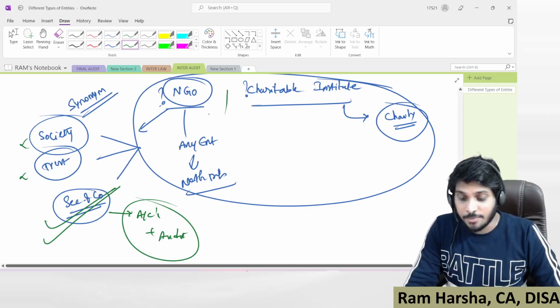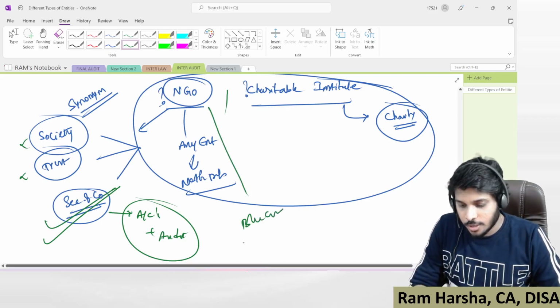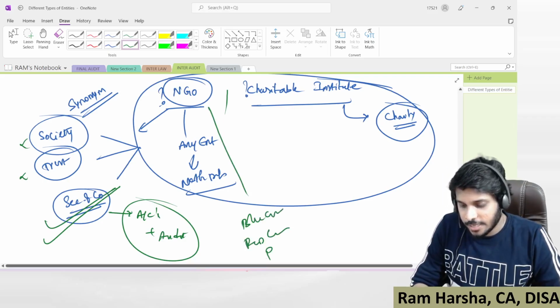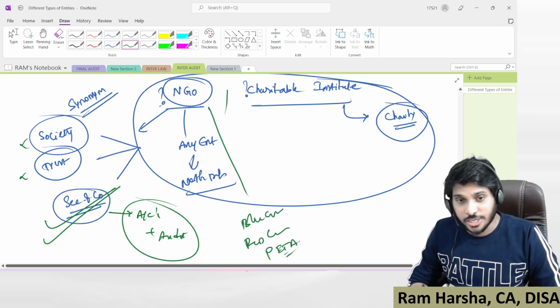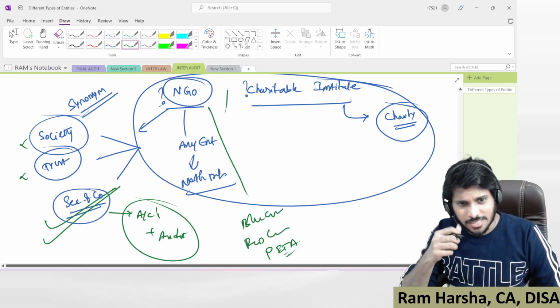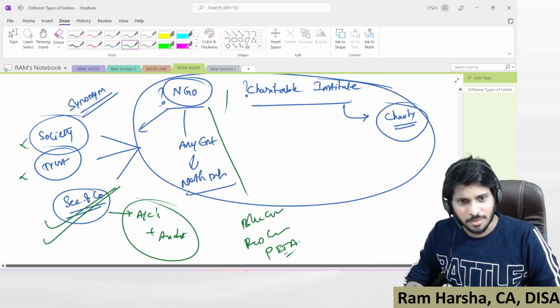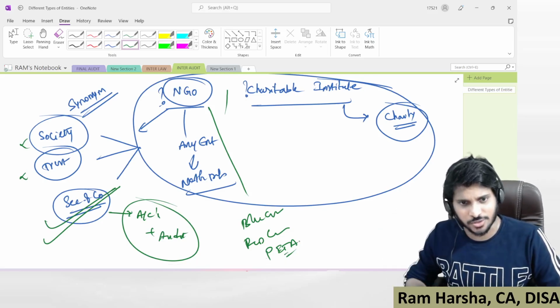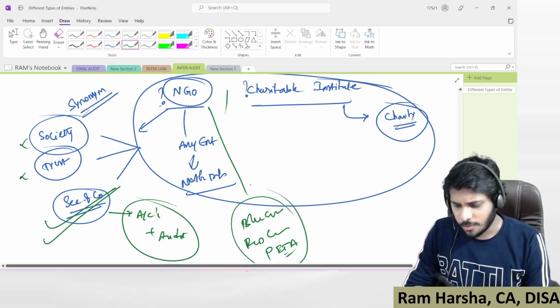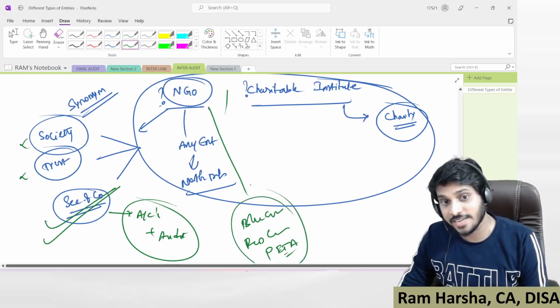They are all, for example, Blue Cross, Red Cross, and PETA, which is about protection of the environment. I mean, PETA is something related to animal protection. The PETA organization, the United States one. So these are all various NGOs.